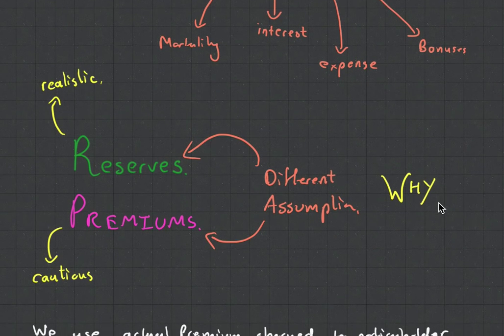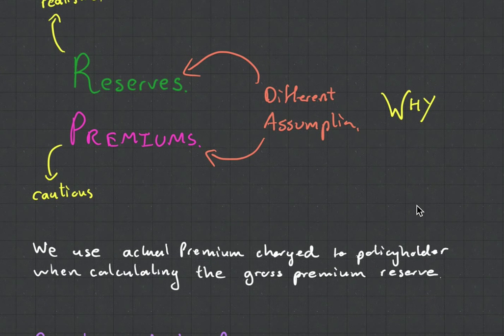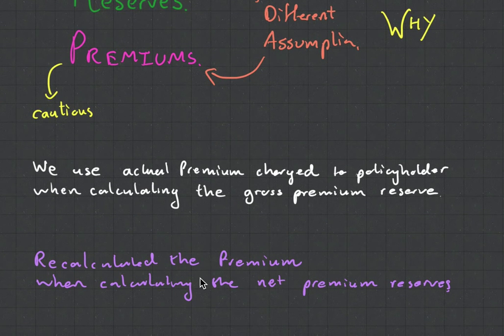I think I've confused myself because I don't actually think it is realistic for reserves and cautious for premiums. I think it is the other way around. Let's see what we've said here. We use actual premiums charged to policyholders when calculating the gross premium reserve. Okay, we recalculate the premium when calculating the net premium reserves.